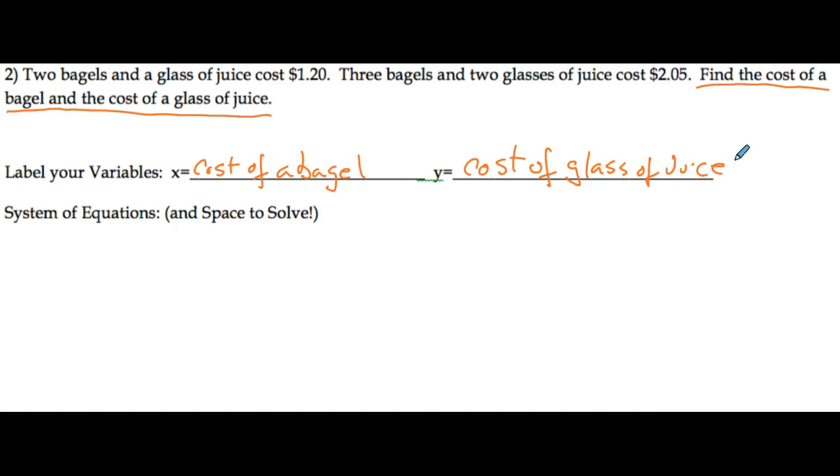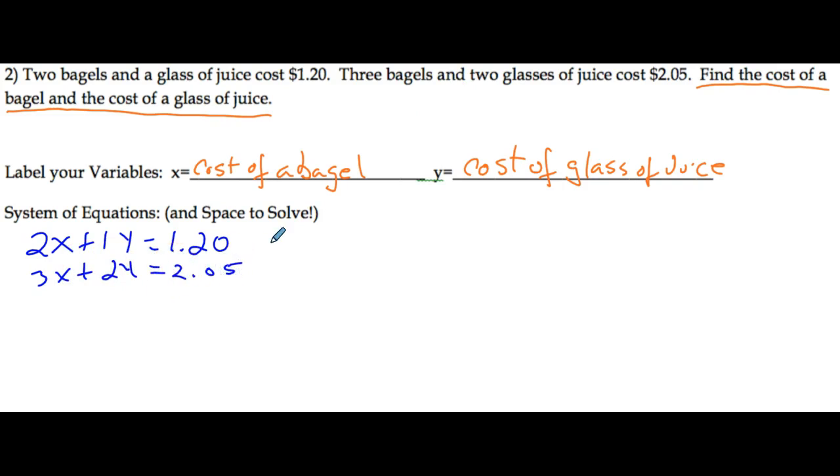So now we set up our system. If we have 2 bagels, that's 2 times the cost of a bagel, so 2x plus 1 juice equals $1.20. Also, 3 bagels, so 3x, and 2 glasses of juice, 2y, equals $2.05.